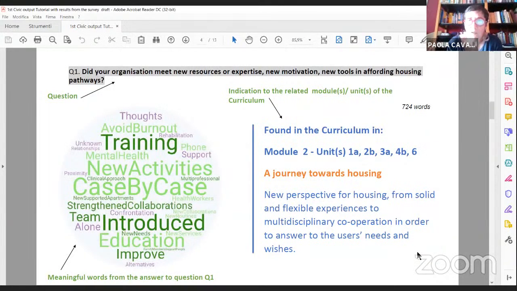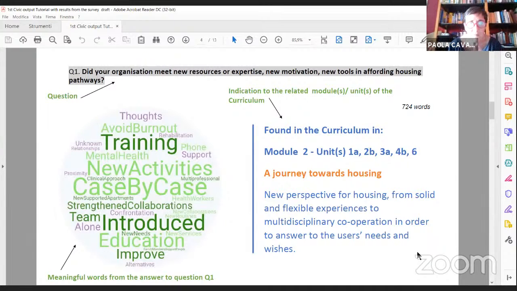Now I know that you know the curriculum, so I think you can understand when I say the curriculum in module 2 units and so on, you understand what I'm saying. But just have a look at the answers, because it's quite interesting. You see on the left some meaningful words I've selected from the 724 words.